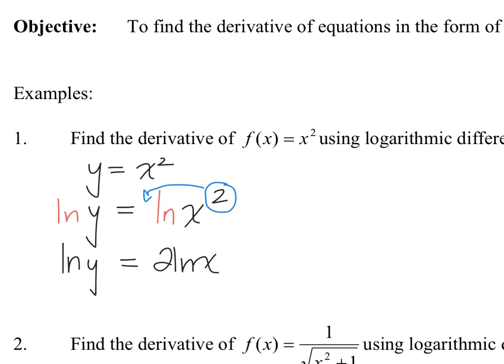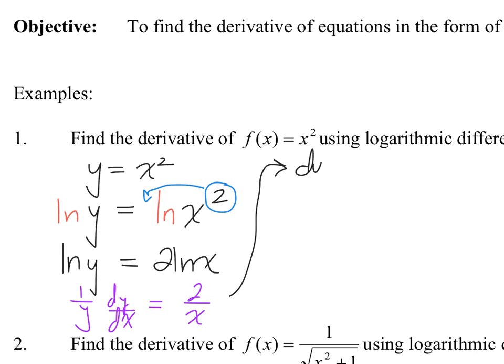So I have the natural log of y equals 2 times the natural log of x. If I differentiate both sides, I get 1 over y dy/dx equals 2 over x. All right. Next step in the process would be to get dy/dx alone. That's the objective here, to find the derivative. So dy/dx equals 2 over x times y.